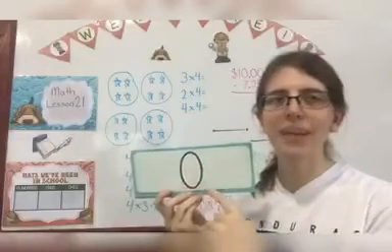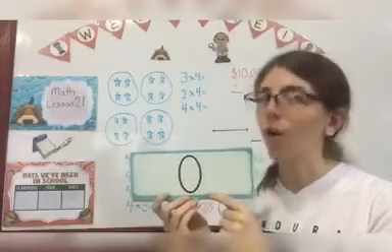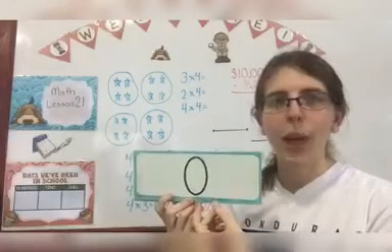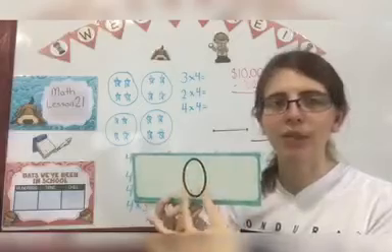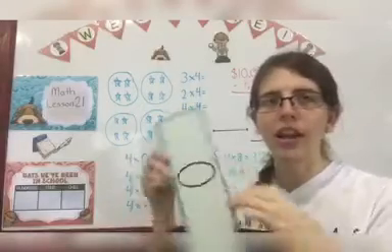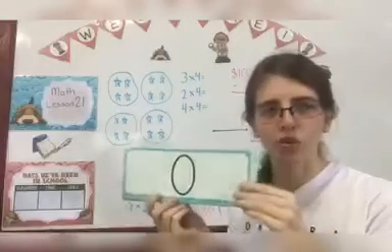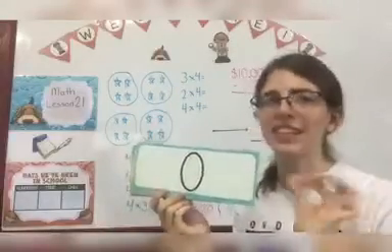So this shape is an oval. Very good. An oval is round like a circle, but it's elongated, which means that it's longer either up or down or side to side. It's like a squished circle, so it's not perfectly round.